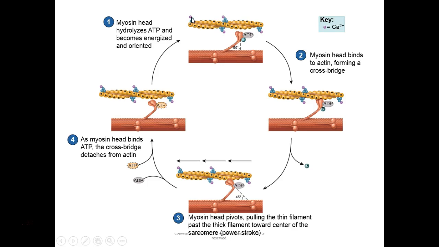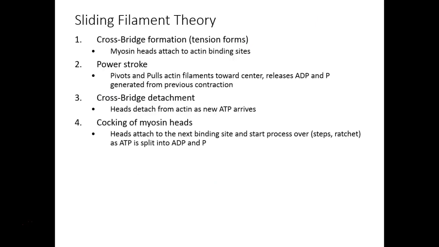Remember, this all started because calcium was binding to that troponin and opening up those binding sites. So there has to be sufficient ATP and calcium available for this process to occur. So just a short little summary here to put it into words on a slide.